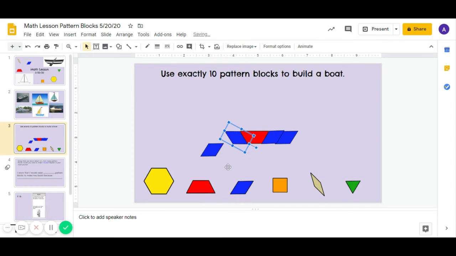Oops. I have used now 1, 2, 3, 4, 5 blocks, and I can only use a total of 10. So I have 5 more that can be used. Right now, it looks like the bottom of my boat is finished, and now I need to work on what I want to do for the top. I think I'm going to make it look kind of like a sailboat.